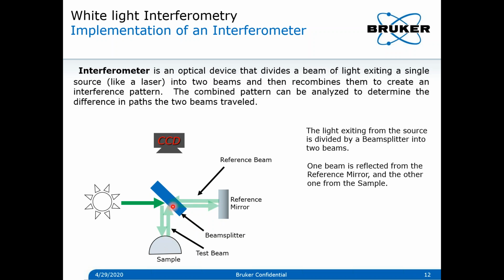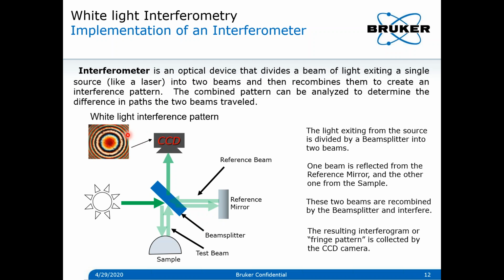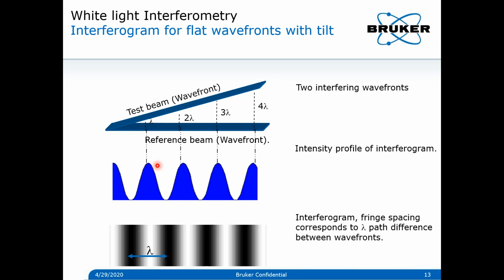As we discussed earlier, there will be an interference taking place over here, which will be collected at the CCD, which later develops the interference pattern for us. So this is the simple principle of how white light interferometry works.